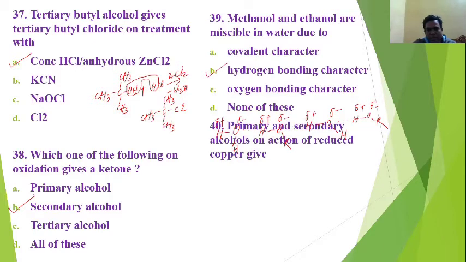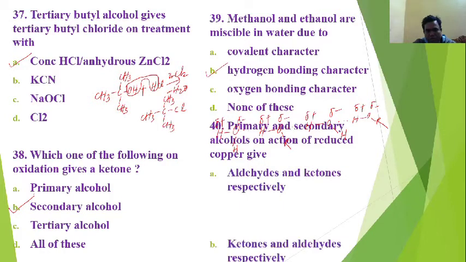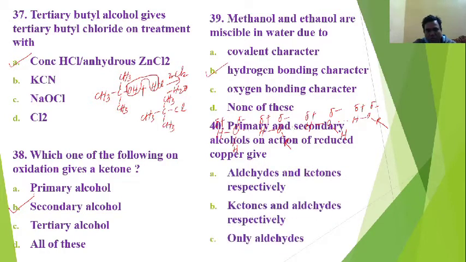Then, primary and secondary alcohols on action of reduced copper give what? Primary alcohol gives aldehyde and secondary alcohol gives ketone. It is option A. Primary alcohol gives aldehyde.